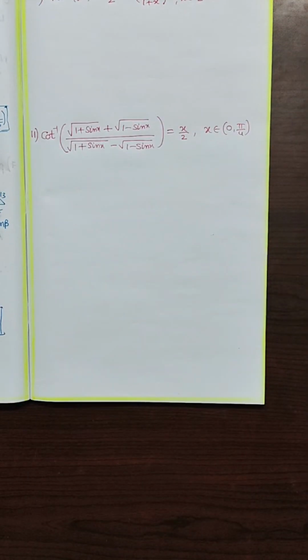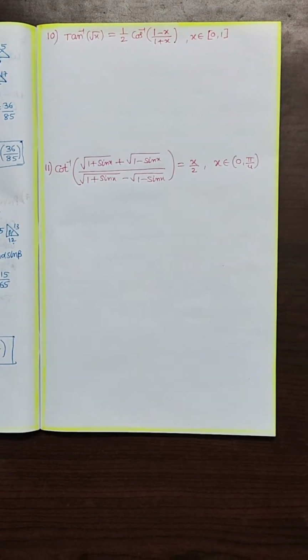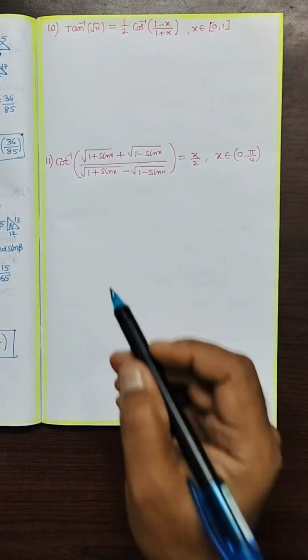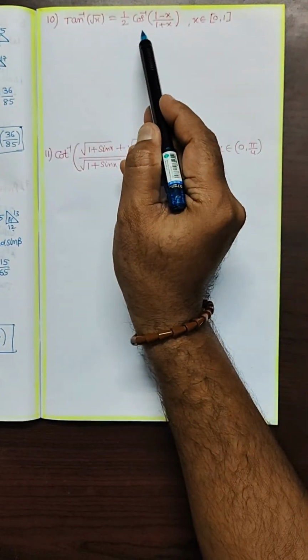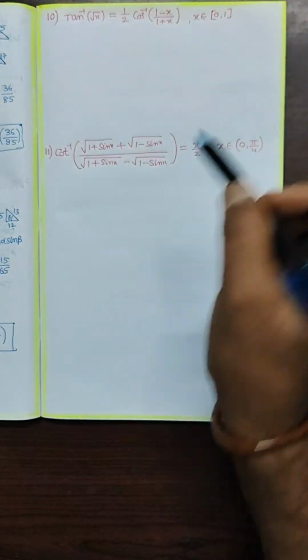Here is a question from inverse trigonometry. We are in exercise 2C, second bit, question number 10. We are discussing: tan inverse root x equals 1 by 2 cos inverse of (1 minus x) by (1 plus x). See how we are going to prove this result. It is very important, this type of question, dear students.